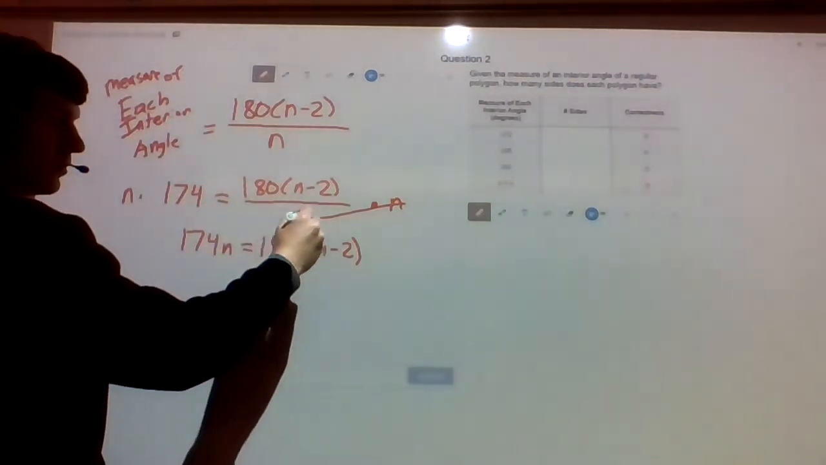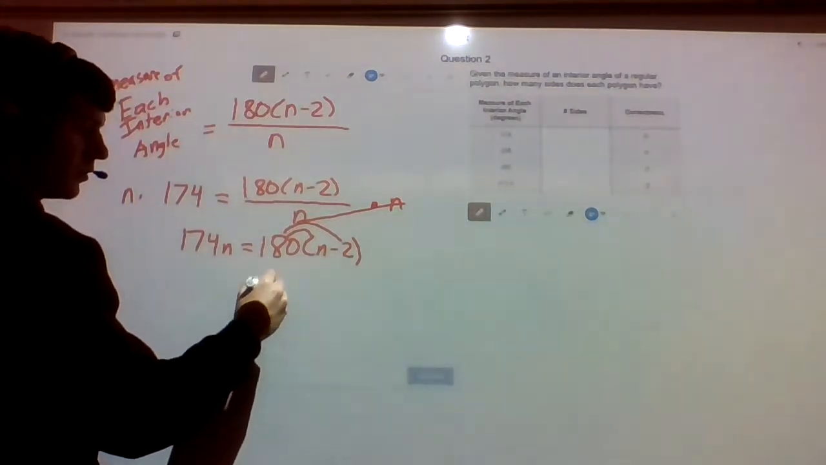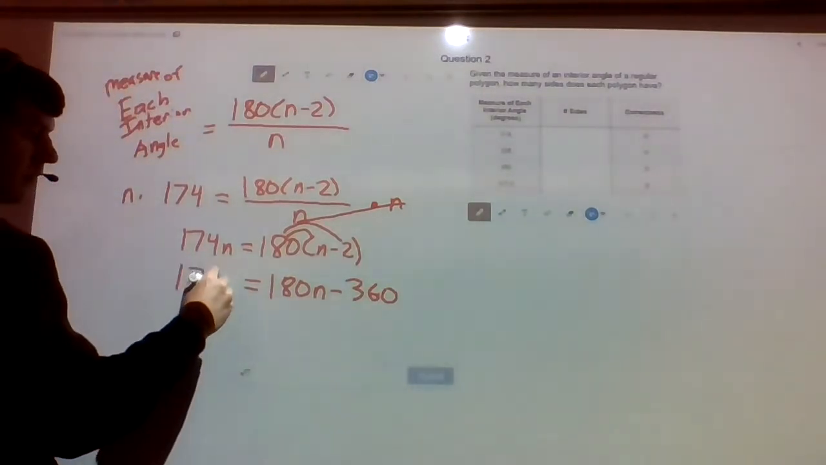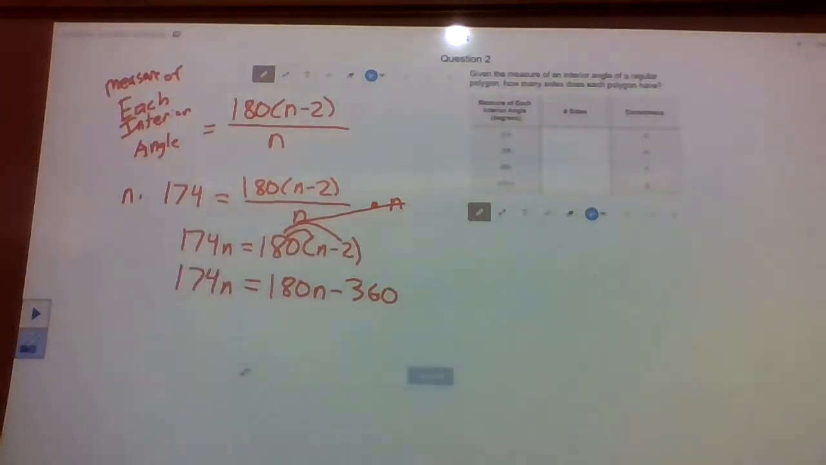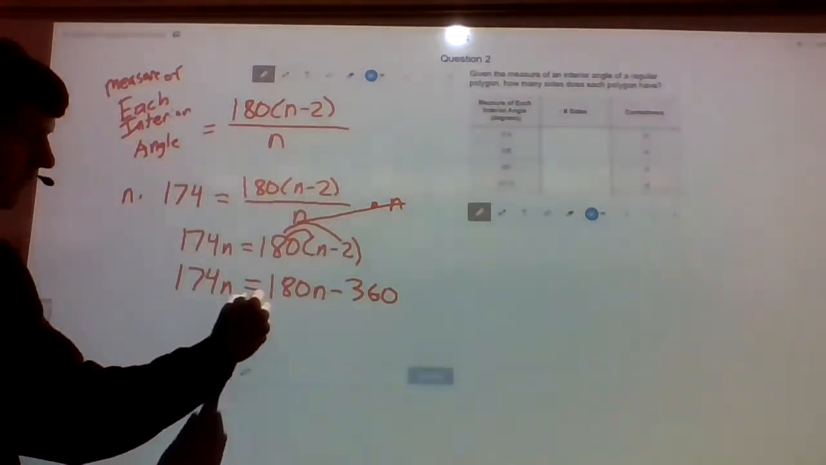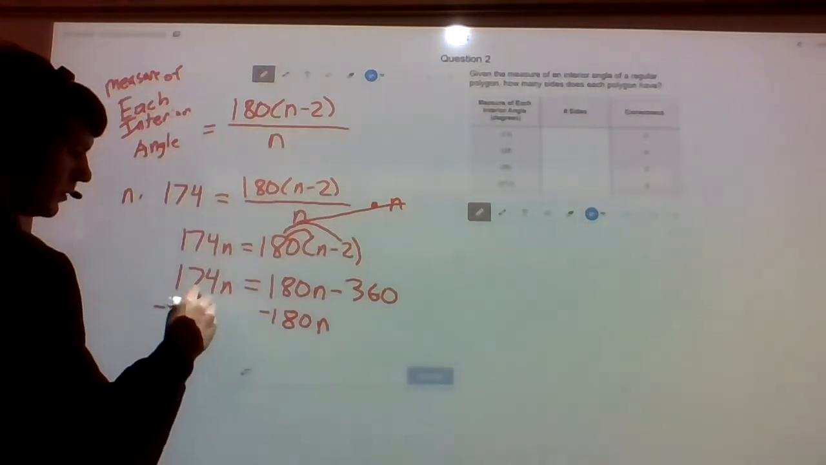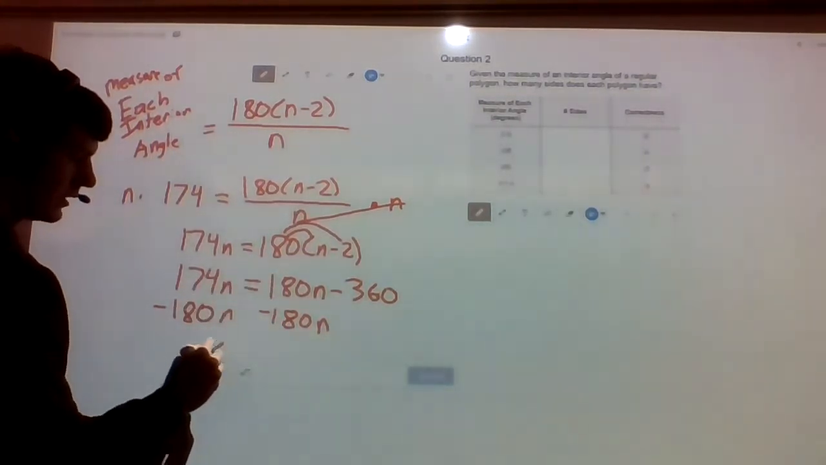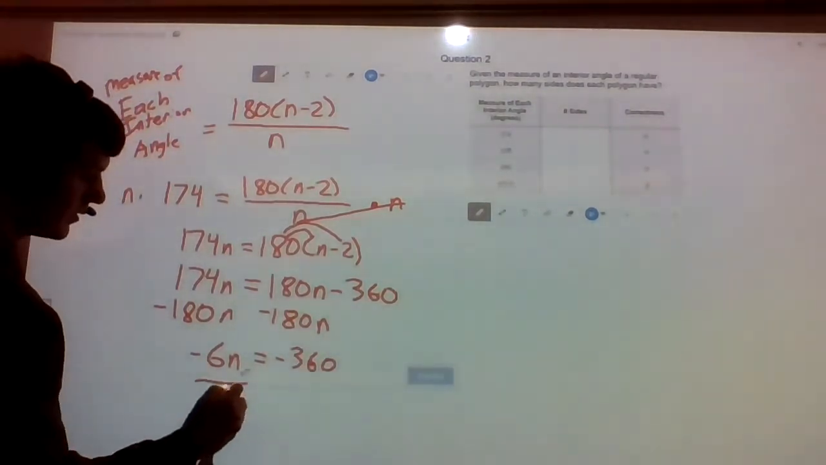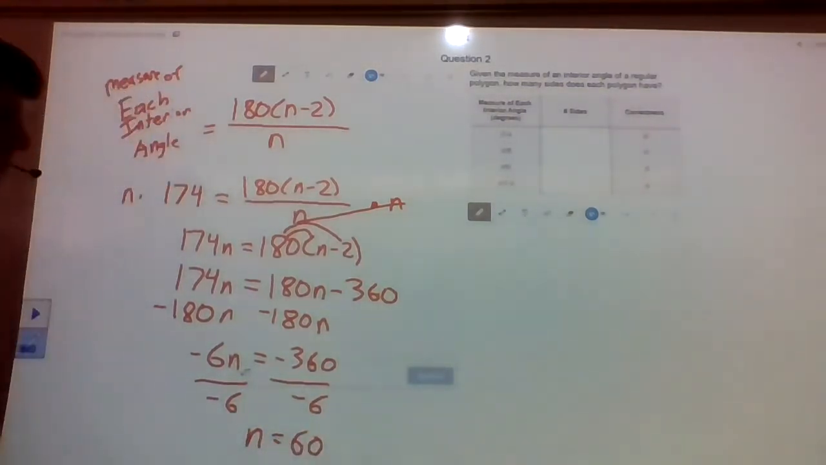We're going to distribute the 180 to both terms here. So 180n minus 360. Well, I guess the easiest way is to subtract 180n from both sides. I don't like doing that because I don't like the negative, but I think it's less steps, so that's probably the better way for us to do it. So that's going to be negative 6n equals negative 360. And I'm going to divide both sides by negative 6, and I'm going to get n equals 60, a positive 60, 60 sides.